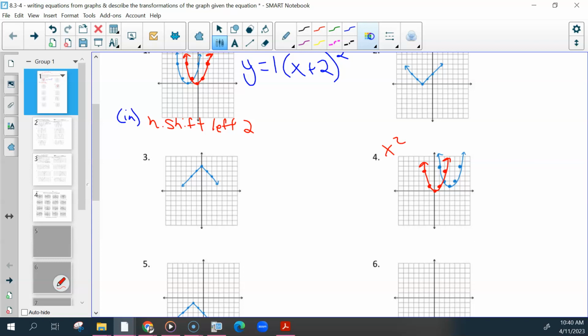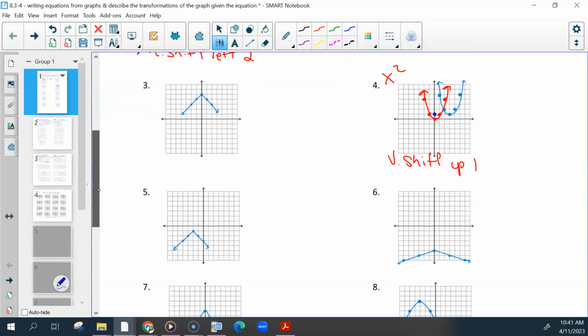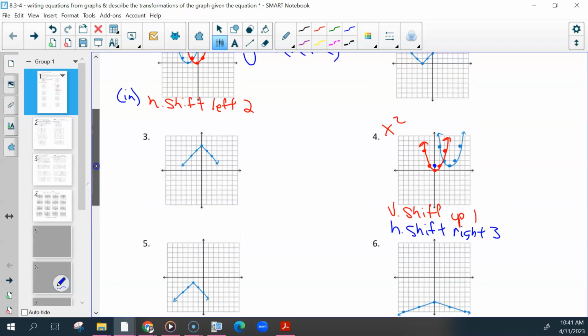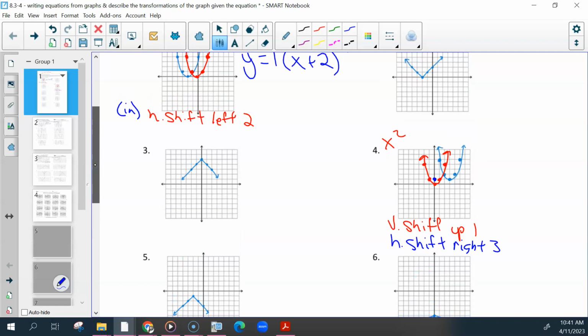It did move up by how many? But if it just moved up 1, it would be here. And it's been moved over. So we're missing one more transformation. Right? 3, I think that is. And then that would match. So we now have 2 transformations.